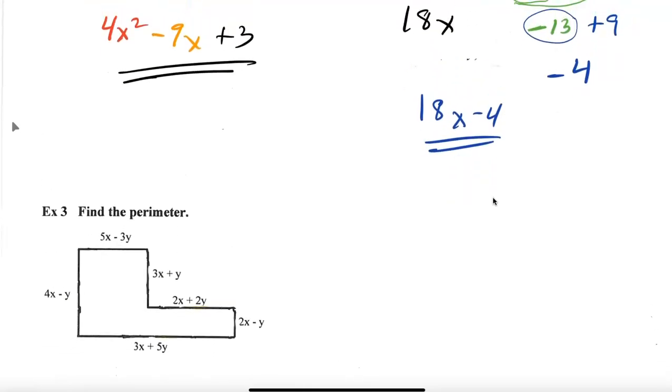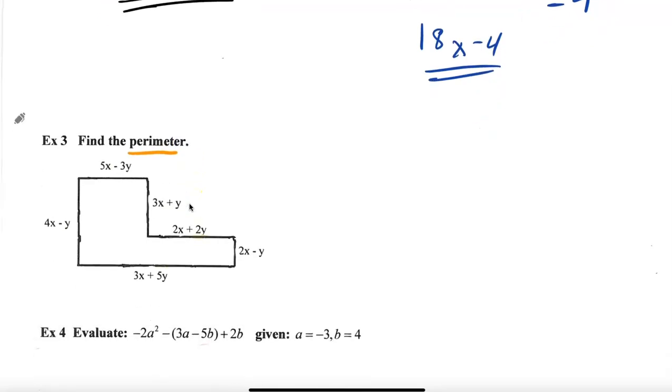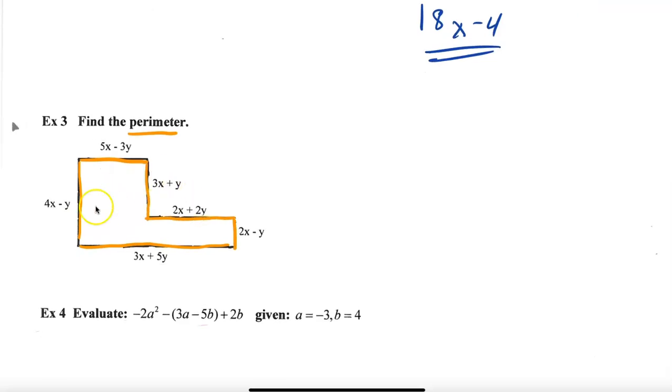Okay, last one, real quick. Last one's here. So we're going to find the perimeter. Now, when you do the perimeter of something, you're adding up all of the outsides. This side, plus this side, plus this side, plus this one, plus that one, plus that one. So we have to add up all the like terms: this 5x to this 4x to this 3x to this 2x, 2x, and 3x.